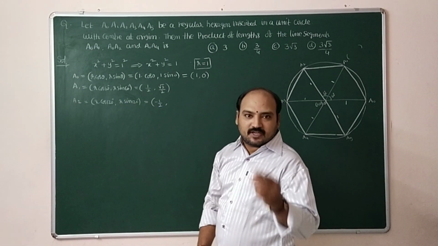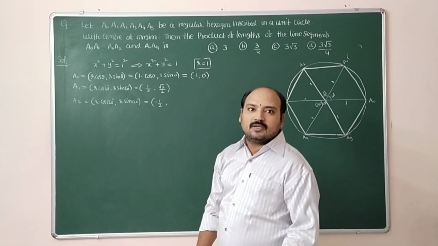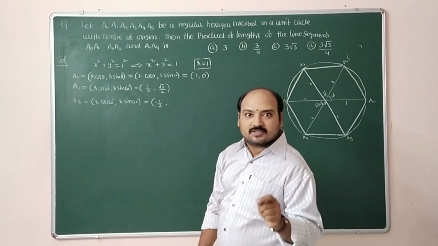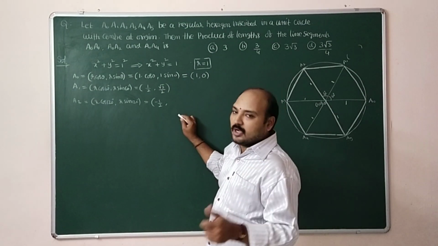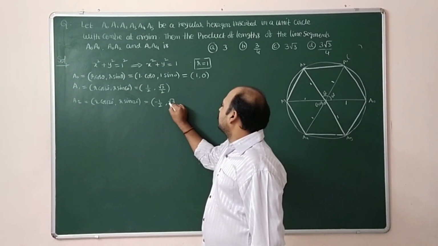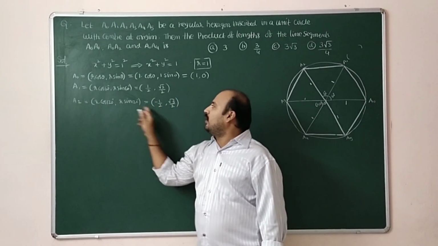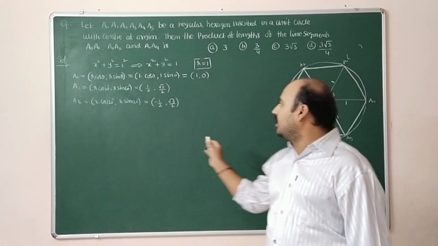R value 1, sin 120, sin of (90 plus 30), that is cos 30. Cos 30 is root 3 by 2. So the coordinates of A2 will become (minus 1 by 2, root 3 by 2).